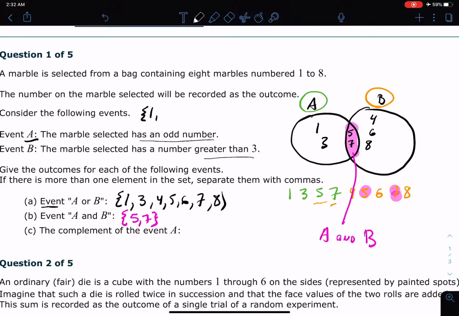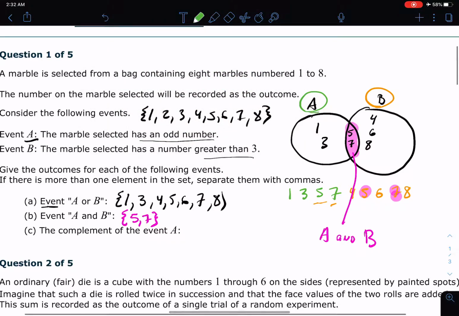Yeah, I might as well now that I'm here. So the full sample space would be 1, 2, 3, 4, 5, 6, 7, 8, right? And what is A? I'll go ahead and do A in green.